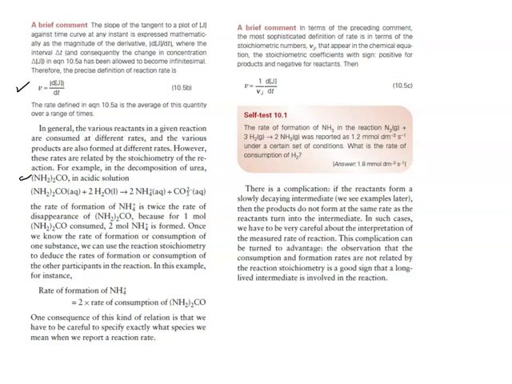There is a complication. If the reactants form a slowly decaying intermediate, which we'll see an example of later, then the products do not form at the same rate as the reactants turn into the intermediate. In such cases, we have to be very careful about the interpretation of the measured rate of reaction. This complication can be turned to an advantage, though. The observation that the consumption and formation rates are not related by the reaction stoichiometry is a good sign that a long-lived intermediate is involved in the reaction.